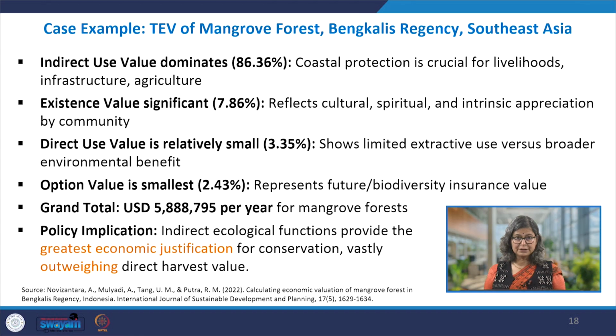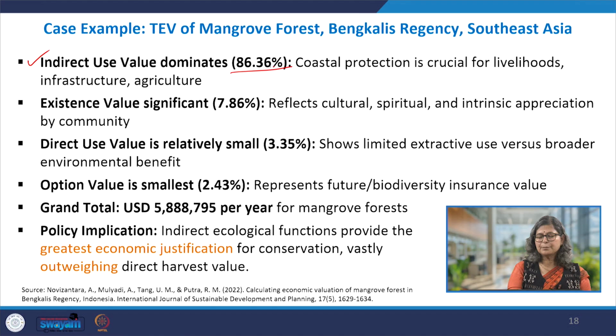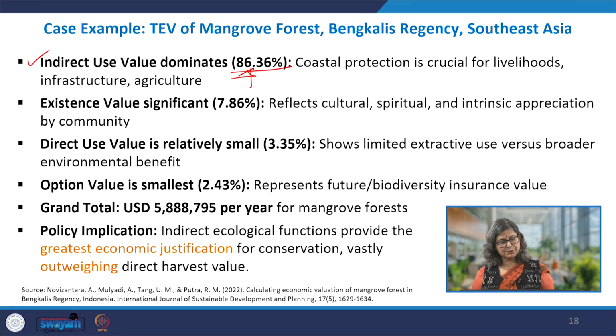Option value is smallest. The grand total comes to something in US dollars, which is huge for the mangrove forest. So the policy implication of this ecosystem service valuation is that indirect ecological functions provide the greatest economic justification for conservation, vastly outweighing direct harvest value. This indirect use value, which comes to a whopping 86+%, is the most important one.